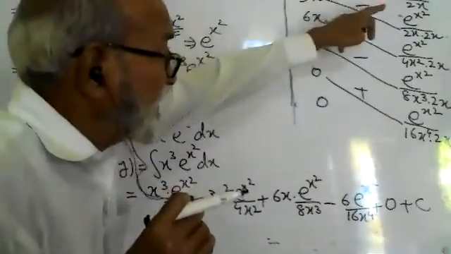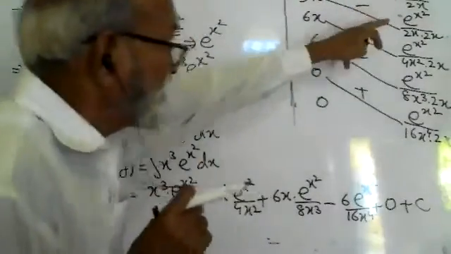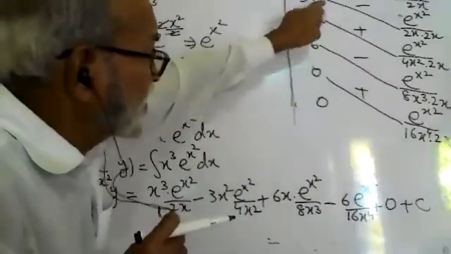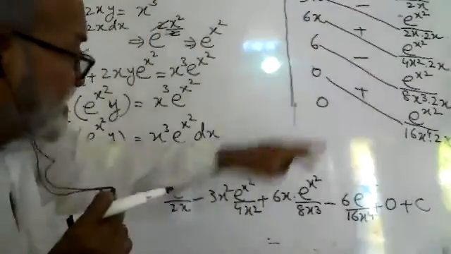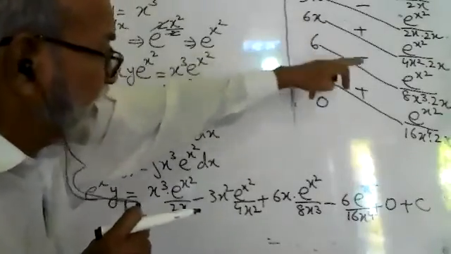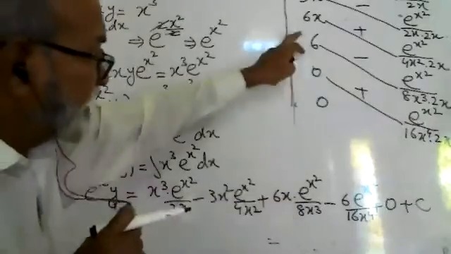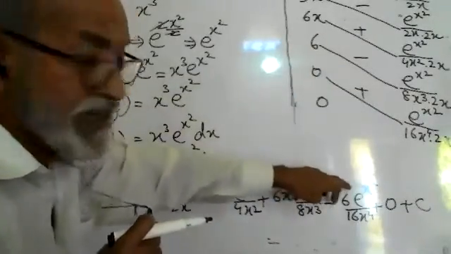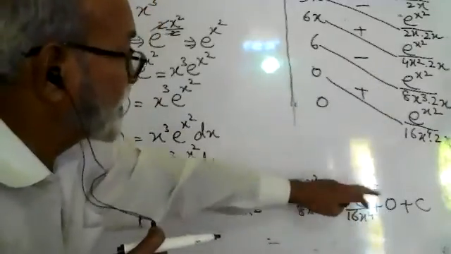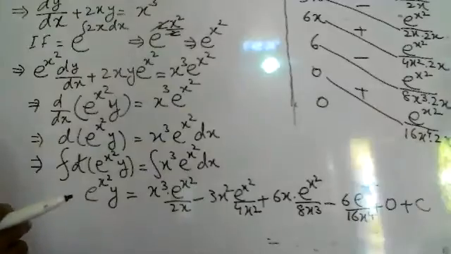And then the sum: x cube into e raised to power x square upon 2x. Then minus 3x square into e raised to power x square upon 4x square. Then plus 6x into e raised to power x square upon 8x cube. Then minus 6 into e raised to power x square upon 16x4. Then plus 0 into this one will be 0. And at the end is constant.